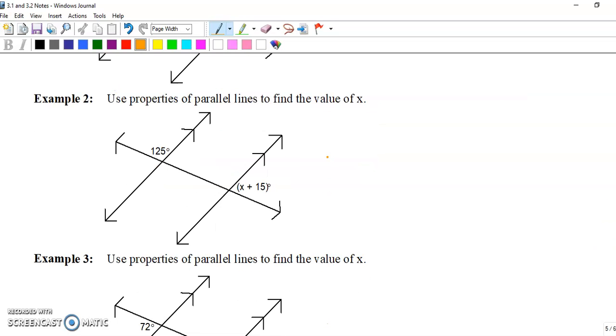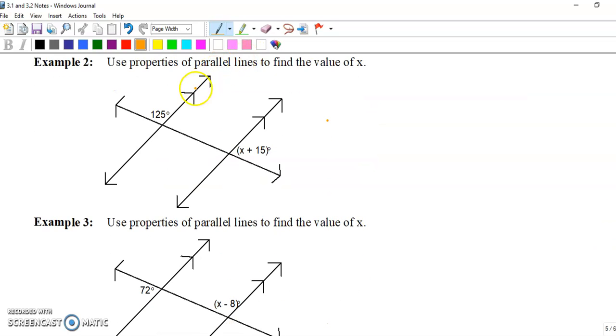Okay? Use properties of parallel lines to find x. Again, this tells me that they're parallel. So then you kind of have to think about it. Well, this is 125. 180 minus 125 is 55. So that's how this intersection is looking. So what about that x plus 15? Now you have to do a little algebra.